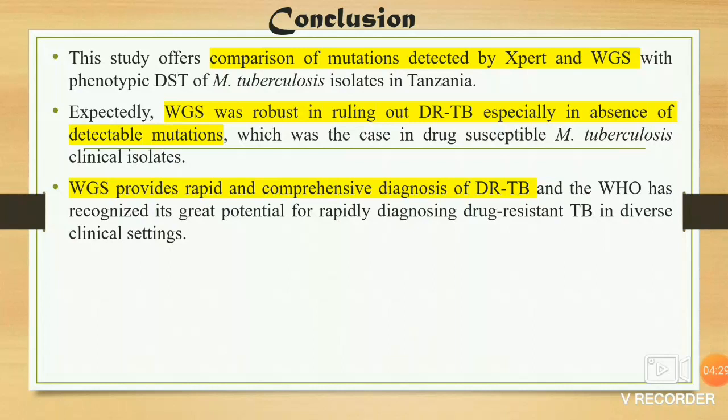In conclusion, this study offers a comparison of mutations detected by Xpert and whole genome sequencing with phenotypic DST of Mycobacterium tuberculosis isolates in Tanzania. As expected, whole genome sequencing was robust in ruling out drug-resistant tuberculosis, especially in the absence of detectable mutation. At last, whole genome sequencing provides rapid and comprehensive diagnosis of drug-resistant tuberculosis.